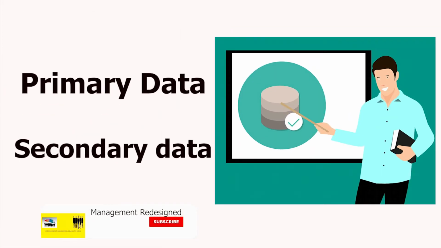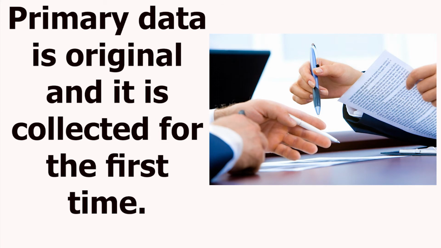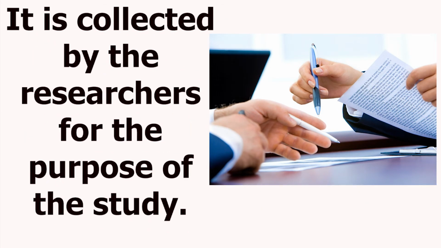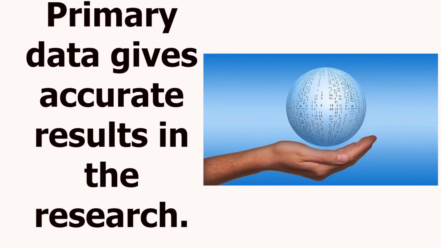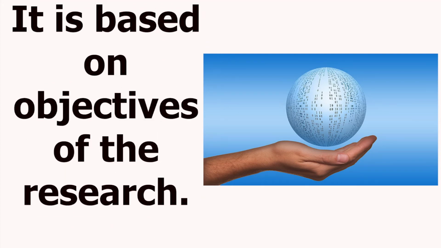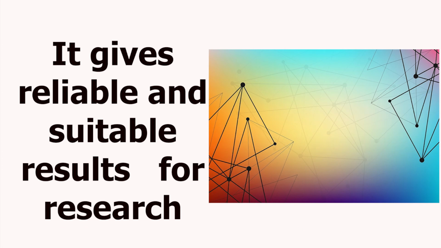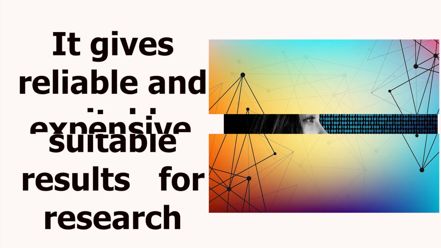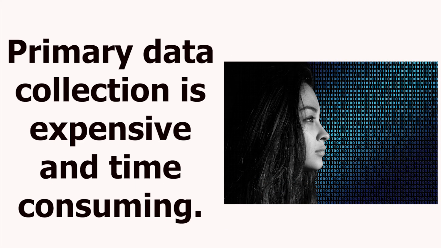There are two types of data: primary data and secondary data. We will discuss them one by one. Primary data is original and it is collected for the first time. It is collected by the researchers for the purpose of the study. Primary data gives accurate results in the research. It is based on the objectives of the research. Hence, it gives reliable and suitable results for the research. Primary data collection is expensive and time consuming.